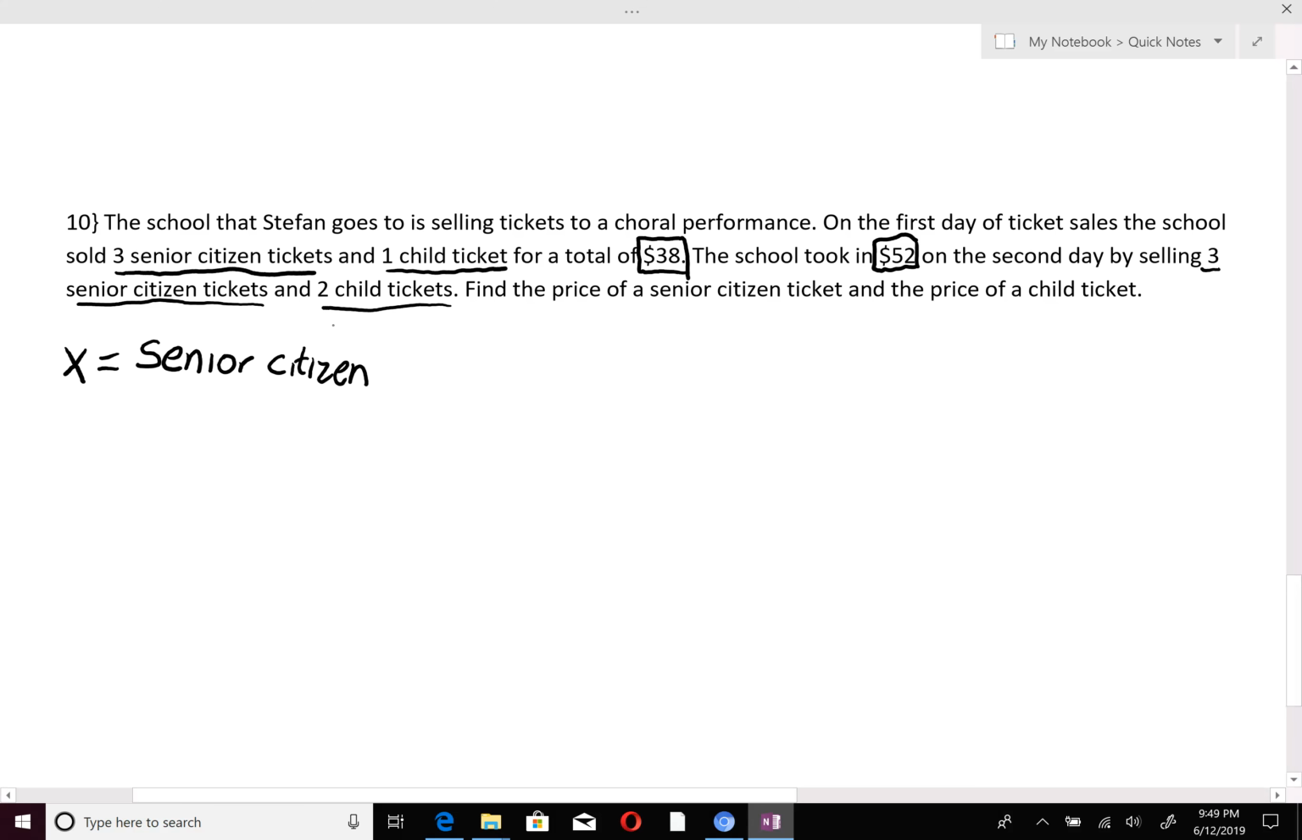Since it is a lot easier just to write x in our equation, it's going to stand for some number, but it's going to be some number of our senior citizen tickets. It's a lot easier to write an x than to rewrite that every time. So that's one of the reasons why we use variables. And then we're going to use y as basically the number of child tickets.